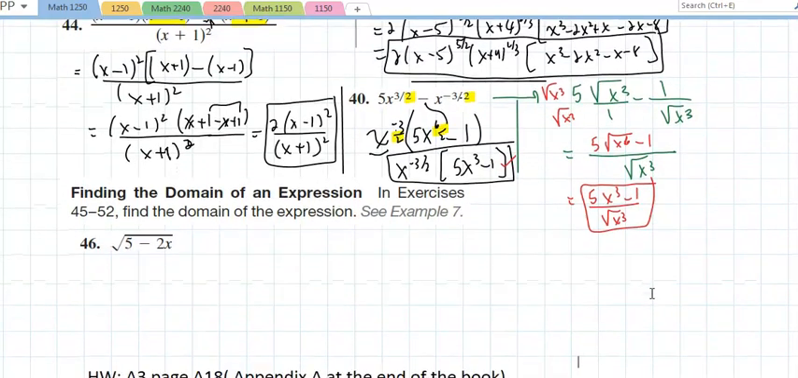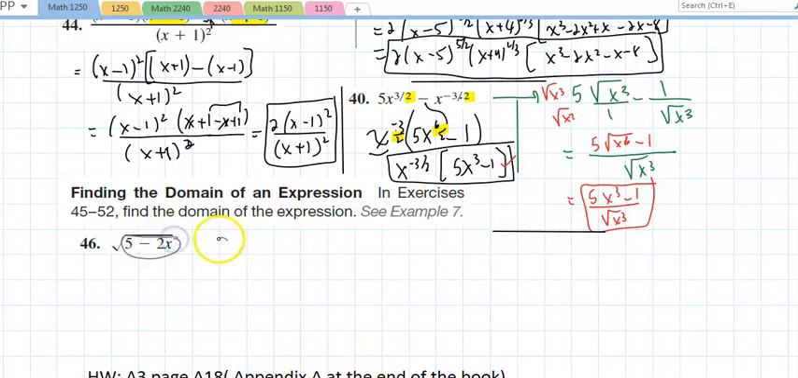The last part that we have to deal with in this section is simply domain. If you see an even index radical, you take the quantity underneath the radical and you set that to be bigger than or equal to 0, and you solve it, and that's pretty much it. Something again that we're going to have to do. When you divide by a negative, you switch the sign.